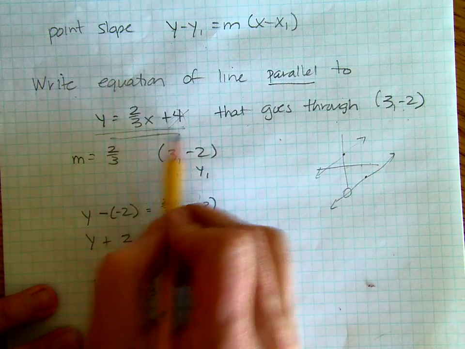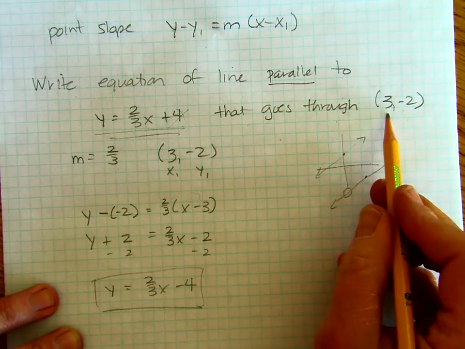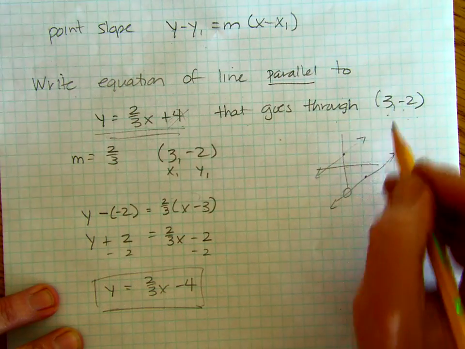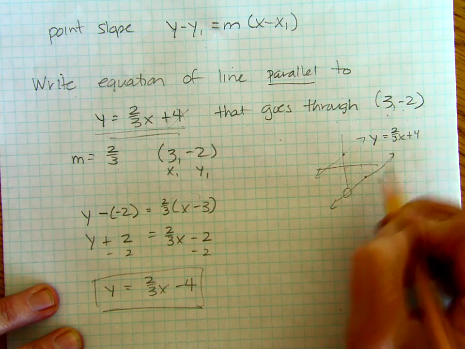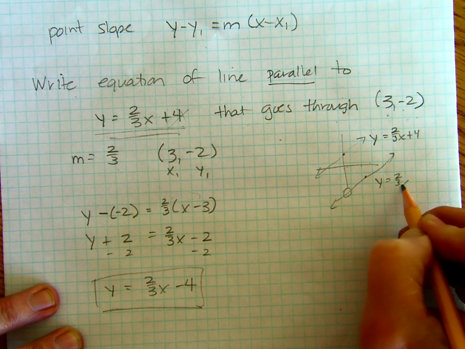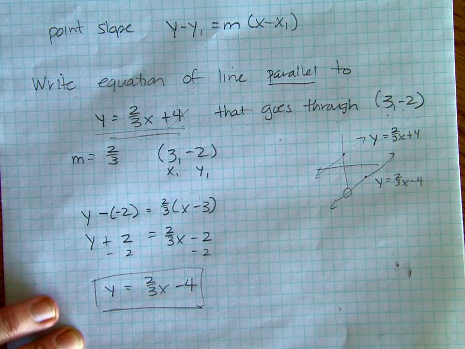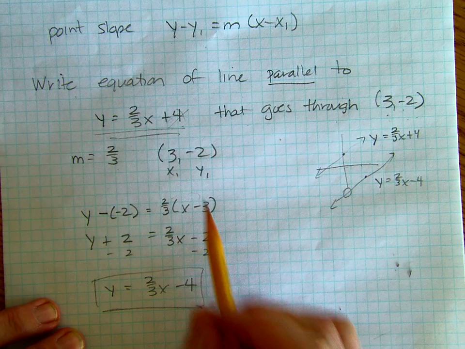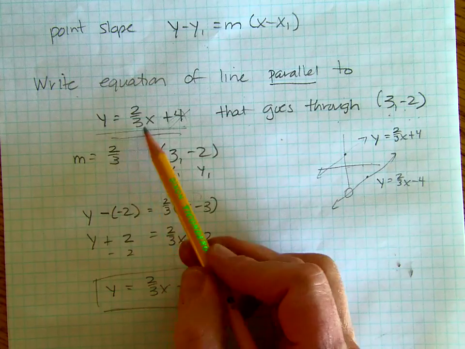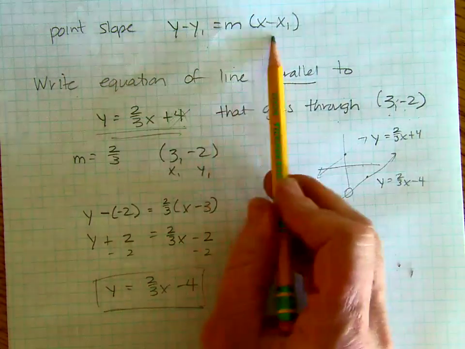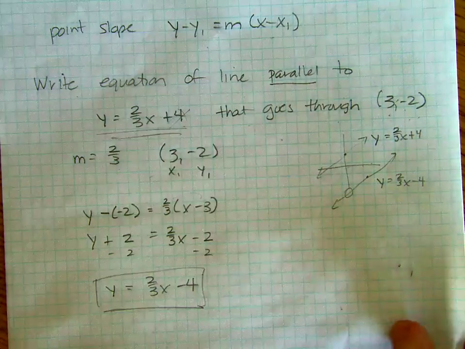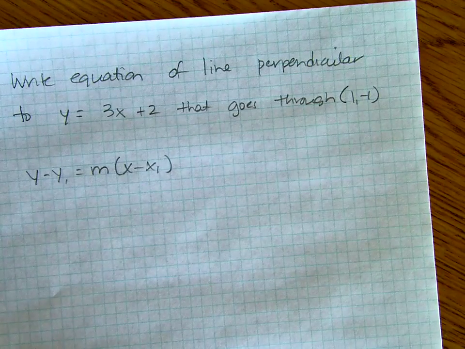So this line is parallel to this line. This goes through the point (3, -2). So here is y equals 2/3 x plus 4. Here is y equals 2/3 x minus 4. But all you're doing is identifying the slope, plugging in your point, and using point slope.